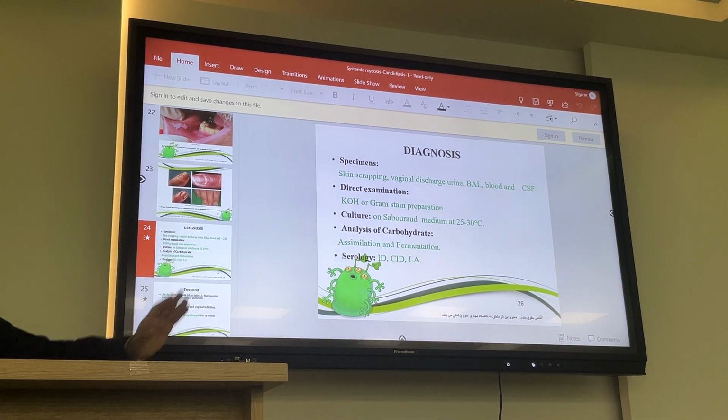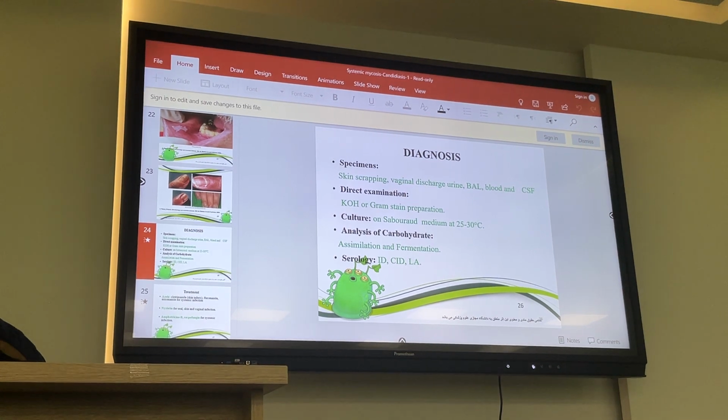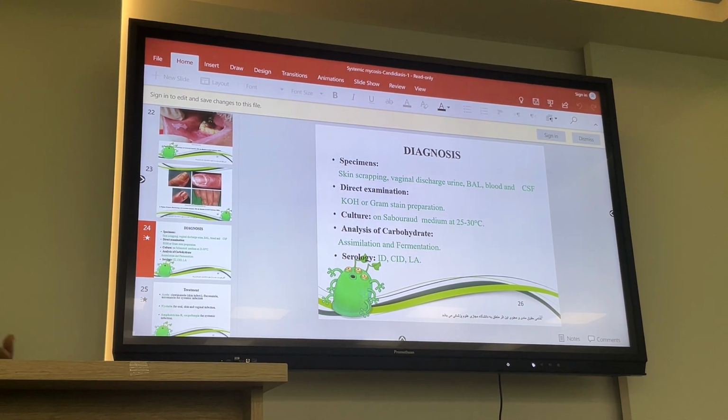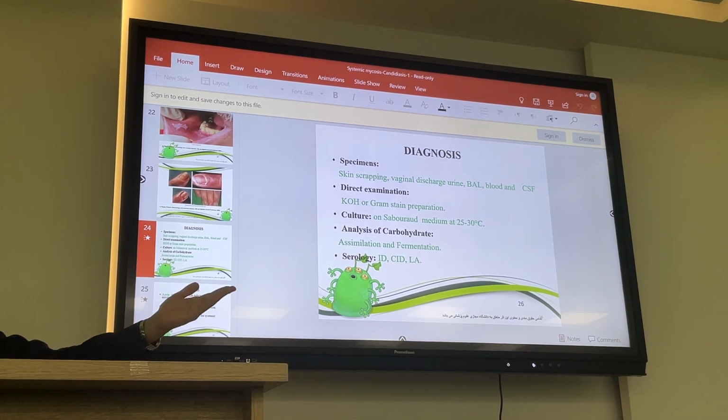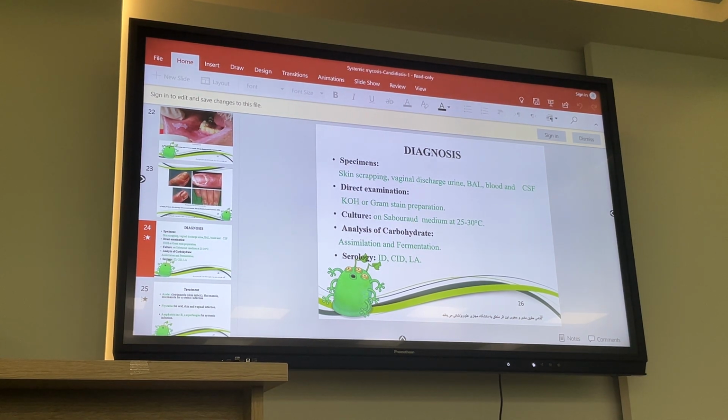Blood and CSF in cerebral infection. Sometimes in systemic infection, especially in HIV, you may have brain infection. Therefore, you must check CSF. Or in diabetes. In diabetes, you must check CSF when we have brain infection.